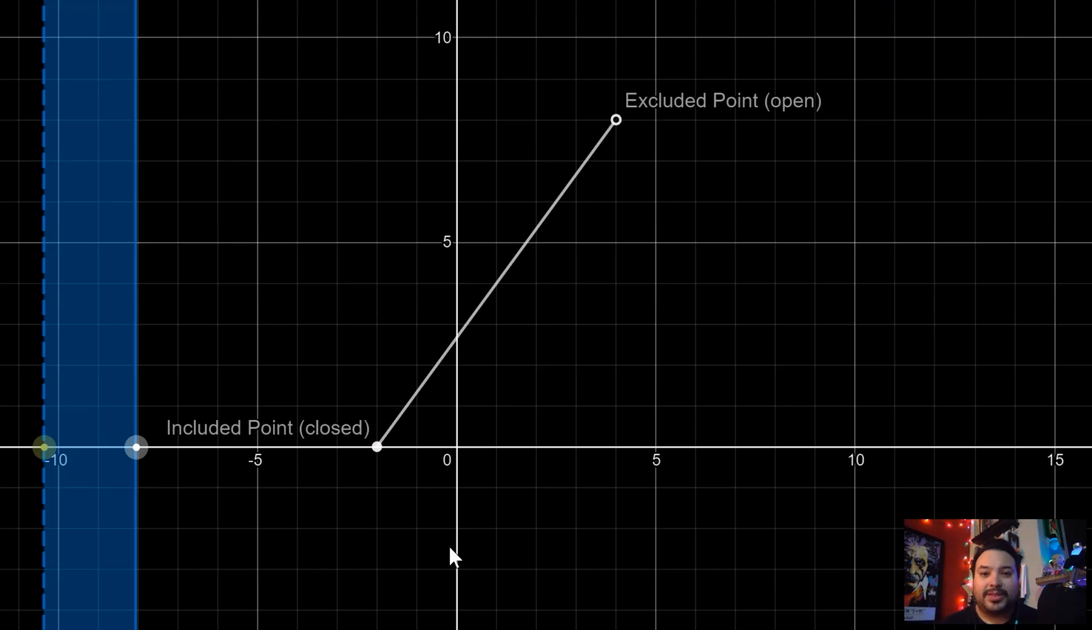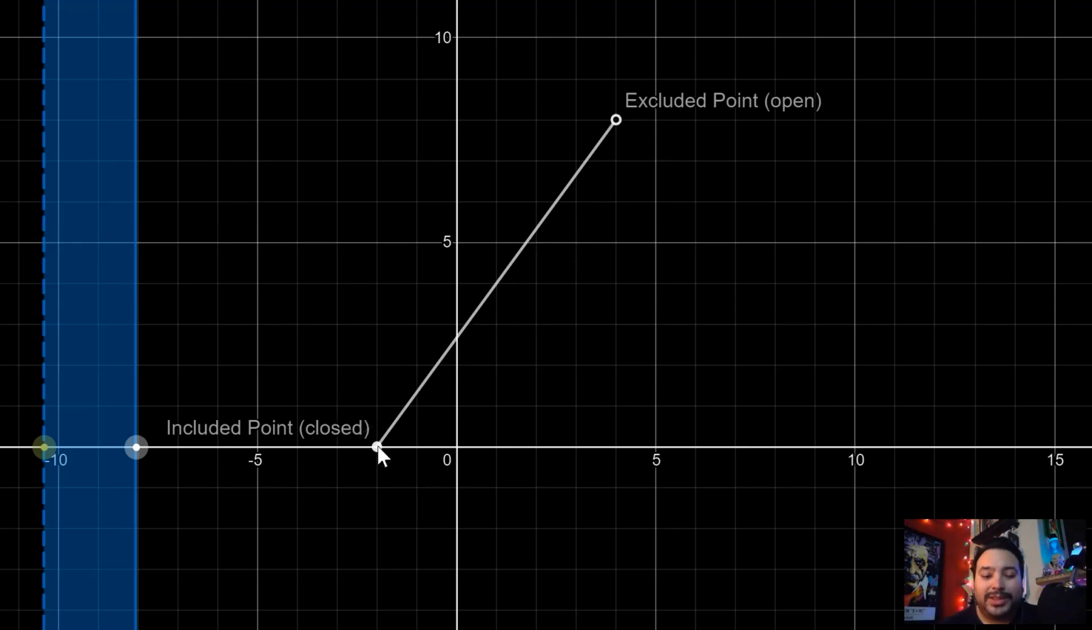Now remember that the way we read a function is from left to right, so our starting point will be the leftmost point here, the one that says included point. We'll talk about that in a minute. And our end point is the one on the right, which is, in this case, our excluded point. Let's go ahead and discuss what we're looking at here. So these endpoints are going to be very important to notice.